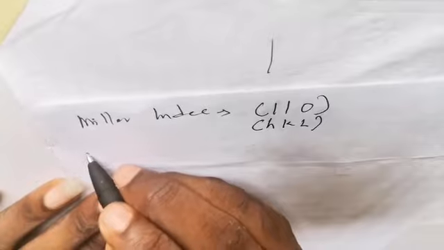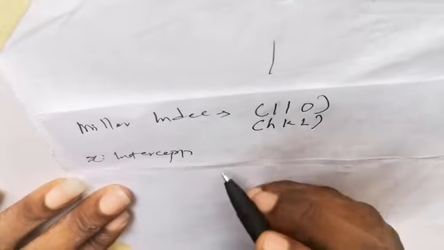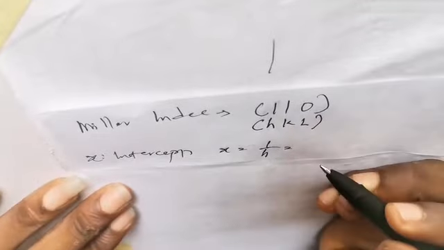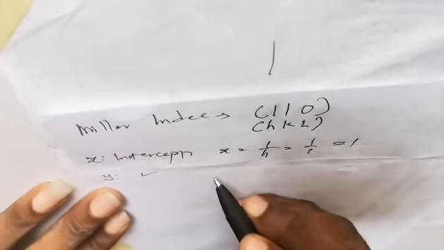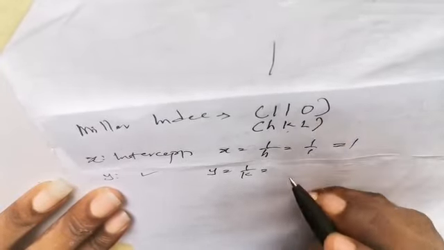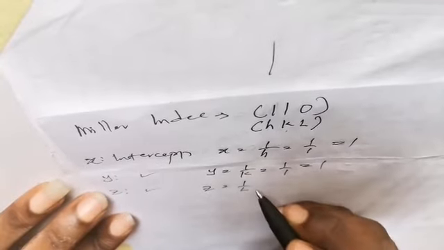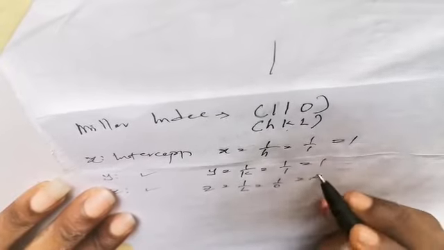So for the x-intercept, we consider x to be equal to 1 over h, and h here is equal to 1, so it becomes 1 over 1, and therefore our x-intercept becomes 1. For the y-intercept, we consider y to be equal to 1 over k, and k here is also 1. You have 1 over 1, which is also equal to 1. And for the z-intercept, you have z equal to 1 over l, and l here is 0, so you have 1 over 0, which gives us infinity.